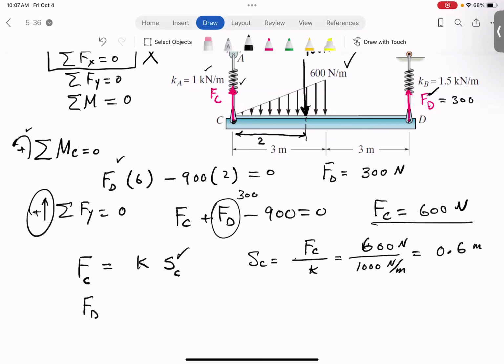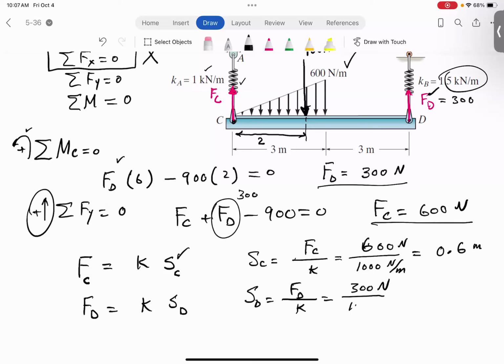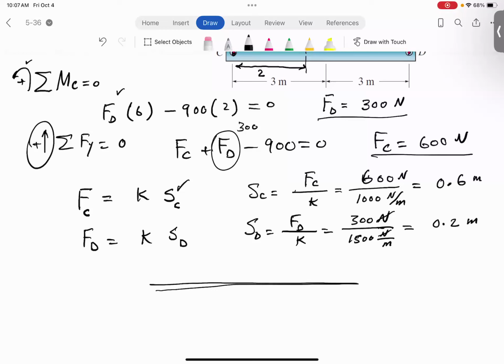Similarly at D, same thing, different K. Be careful with that. The force at D we calculated to be 300, but the K is 1.5 kilonewton per meter, or 1500 newtons per meter. So this becomes 1/5, which is 0.2. So look, guys, this beam was initially horizontal.